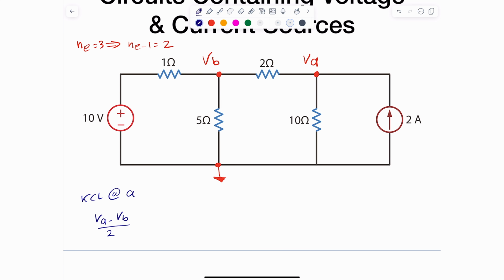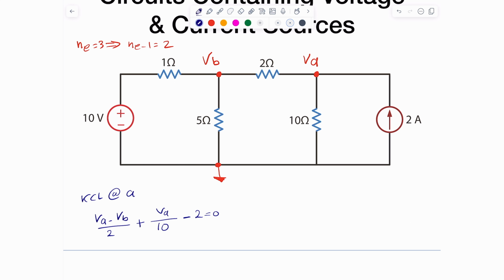So KCL tells me, well, the other current, the one going down in here, and I know that the voltage drop across this 10 ohm is simply VA. So this here is simply VA divided by 10. And the last current is the one going in here, which is the opposite of the 2 amps. So I'll just say minus 2 equals 0. And that's the first nodal analysis equation.